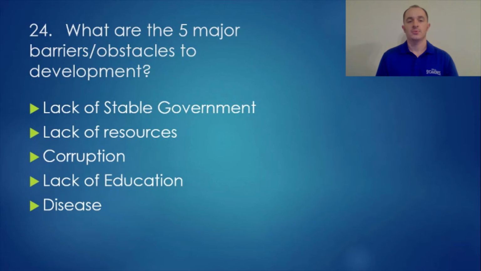Number 24, what are the 5 major barriers or obstacles to development? So the 5 major barriers or obstacles that we see are lack of stable government, lack of resources, corruption, lack of education, and then disease. So again, that is lack of stable government, lack of resources, lack of education, corruption, and disease.